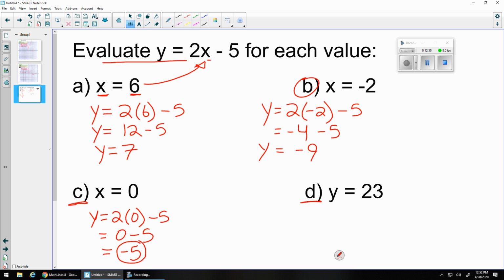Okay, and D, a little bit of a tricky one, because it's saying y is equal to 23. Well, if y is equal to 23, then we substitute that in for y, so we'd have 23 is equal to 2x minus 5. Now we have to find what x is equal to.